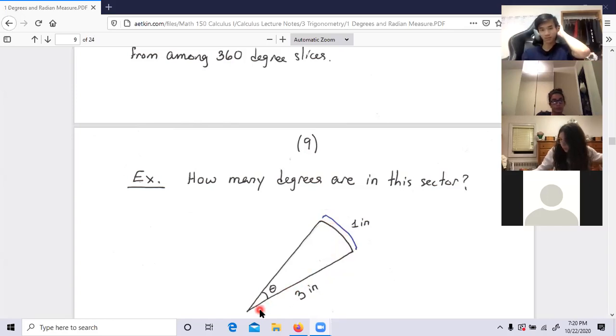So here is an example. Here we have a wedge, and I want you to tell me how many degrees we have. The radius is 3 inches, and the crust is 1 inch. How many degrees is this?